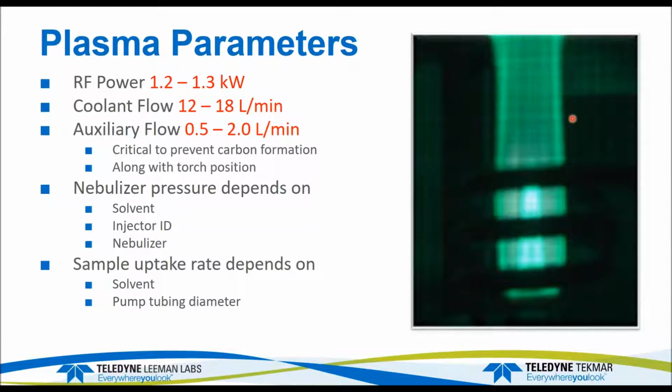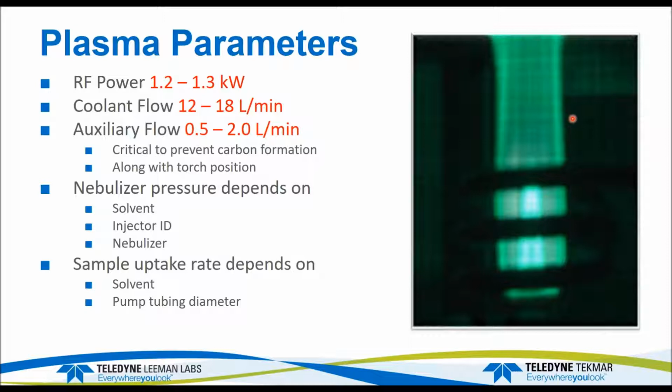Coolant flows are not critical for the analytical performance. You just basically want to keep the plasma lit. In the methods that we have here, we'll see anywhere from 12 up to 18 liters a minute. For me, my sweet spot for the coolant flow is about 15. That's where I like to run it. I'm not a big fan of low flow, so I like to run mine about 15 or so, if I can.